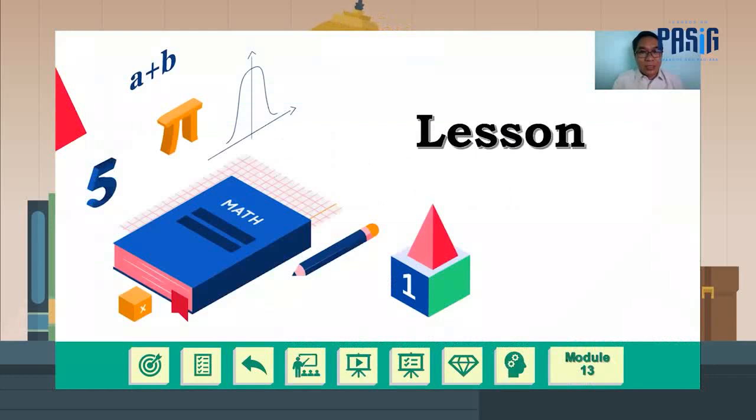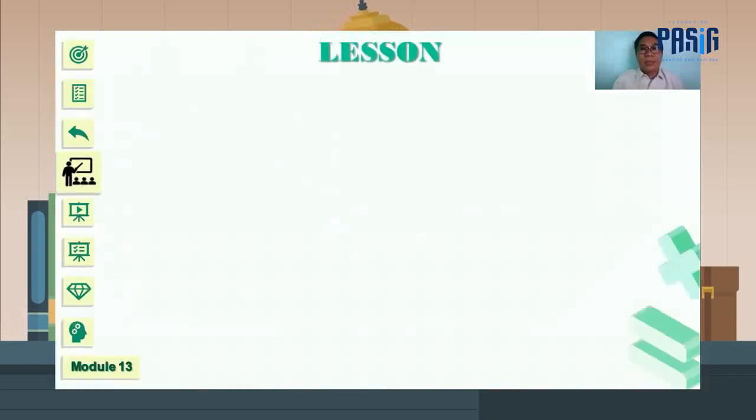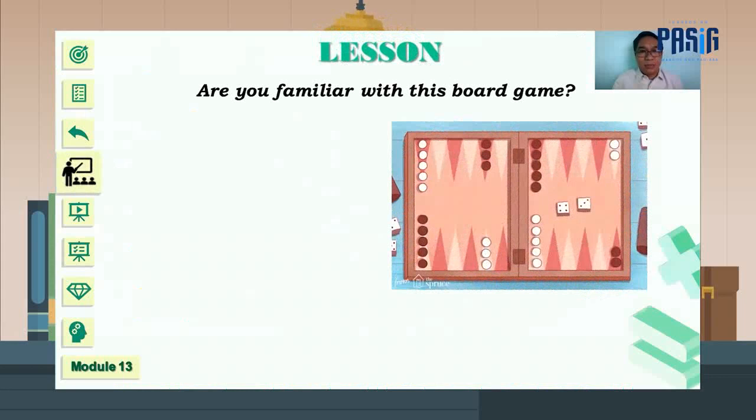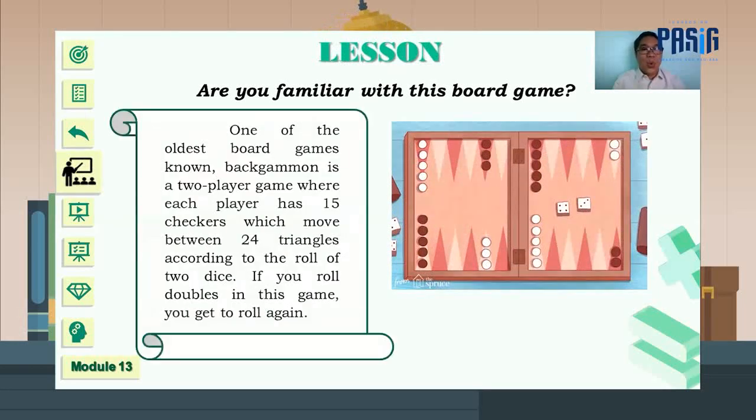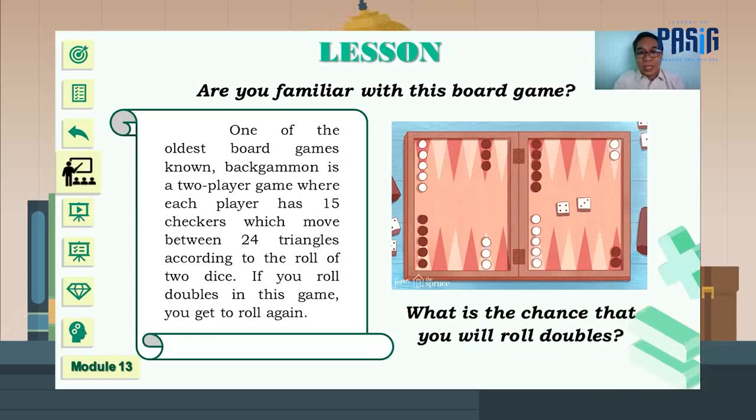We start with the lesson. Are you familiar with this board game? This is backgammon, one of the oldest board games. It is played by two players, which has 15 checkers, which move between 24 triangles according to the roll of the two dice. If you roll doubles in this game, you get to roll again. The question is, what is the chance that you will roll doubles?